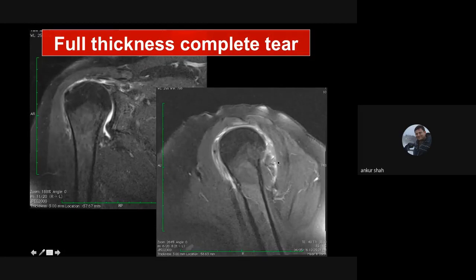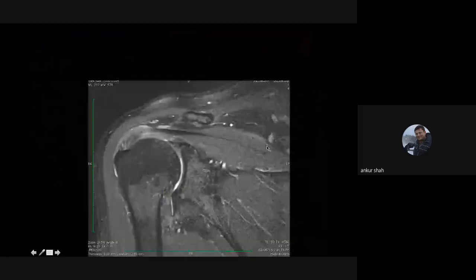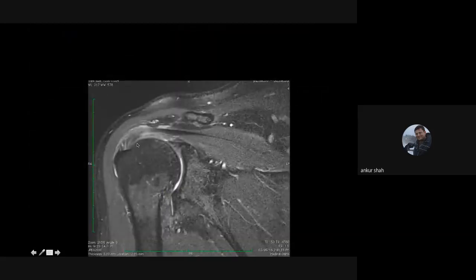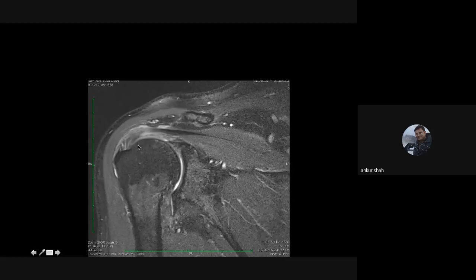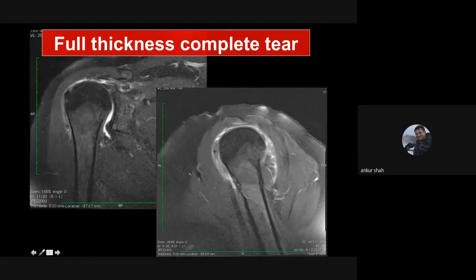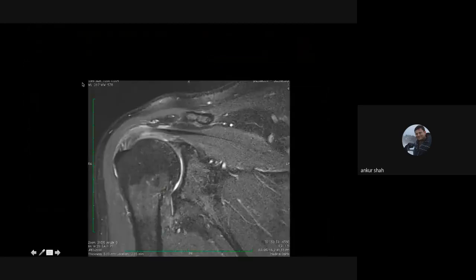This is the teres minor, which is normal, which is intact, and this is the subscapularis. So this is full thickness, complete tear of supra and infraspinatus tendons. Again, there's diffuse hyperintensity in the supraspinatus tendon. But if you compare it with the previous cases of tear, the hyperintensity here is just like fluid. It is as bright as fluid. While here, the hyperintensity is not as bright as fluid.